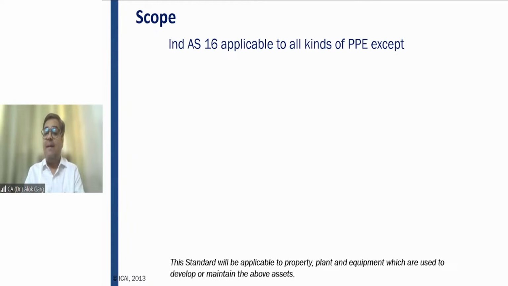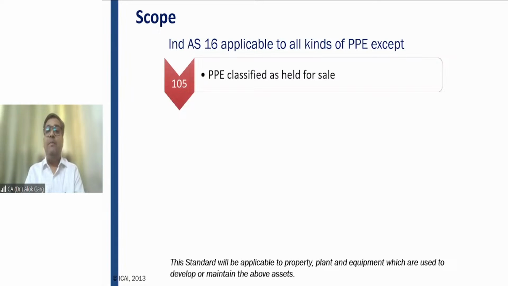Ind AS 16 is applicable to all kinds of PPE, right? All kinds of PPE. So whatever you see, whatever you feel, whatever you tell me is a PPE, this standard is applicable. The negative list is given, right? The exceptions are given. Sir, what are the exceptions? Assets classified as held for sale. If an asset has been classified as held for sale, you are still using the asset, but a few conditions are being met, you will understand.